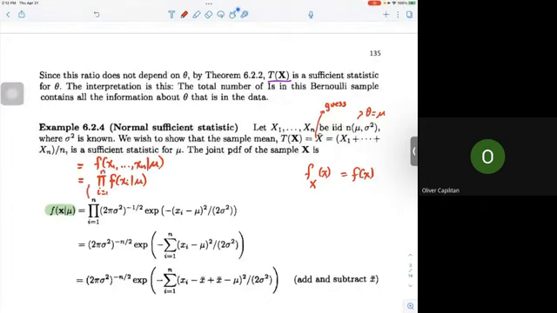So we have this. What's the PDF of our random variable x sub I? Normally distributed. So we have here 1 over the square root of 2 pi sigma, then e to the negative x sub I minus mu quantity square over 2 sigma square. Then we can express the 1 over square root of 2 pi times sigma as this.